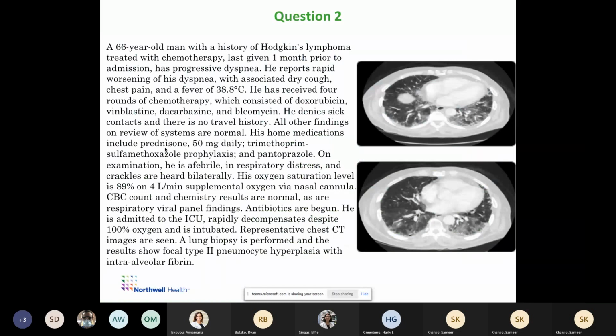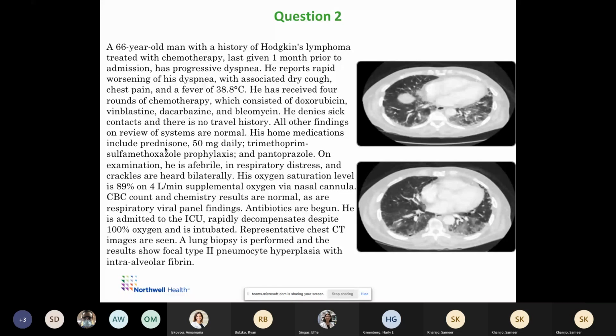So another question: a 66-year-old man with a history of Hodgkin's lymphoma treated with chemotherapy, last given about a month ago, presents with progressive dyspnea. He reports rapid worsening of his dyspnea with associated dry cough, chest pain, and a fever of 38.8. He has received 4 rounds of chemotherapy, which consisted of doxorubicin, vinblastine, dacarbazine, and bleomycin. He denies sick contacts, and there is no travel history. All other findings on review of systems are normal. His home medications include prednisone 50, Bactrim prophylaxis, and Protonix.